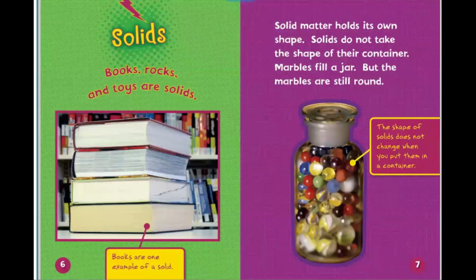Solids. Books, rocks, and toys are solids. Books are one example of a solid. Solid matter holds its own shape. Solids do not take the shape of their container. Marbles fill a jar, but the marbles are still round. The shape of solids does not change when you put them in a container.